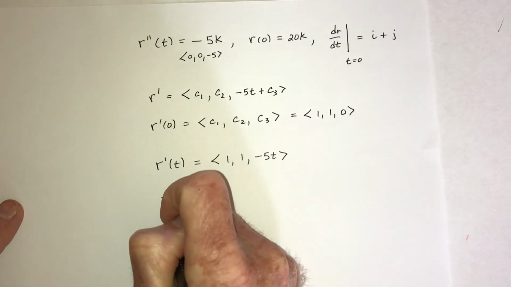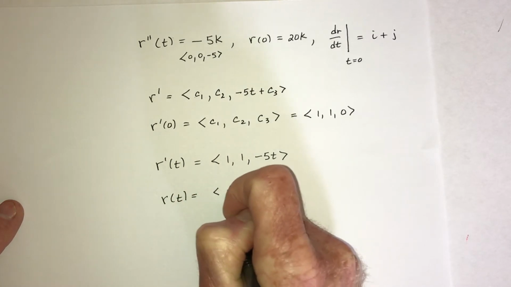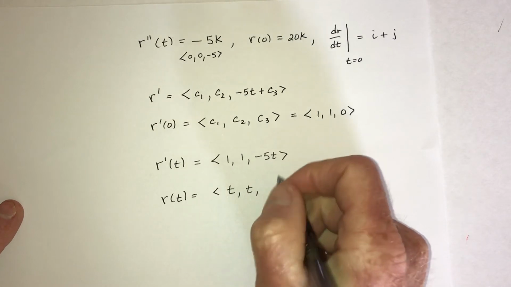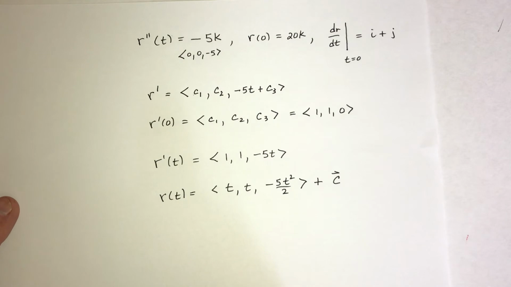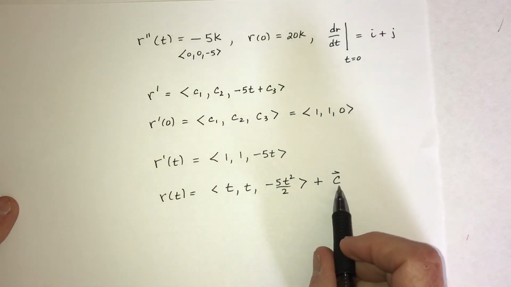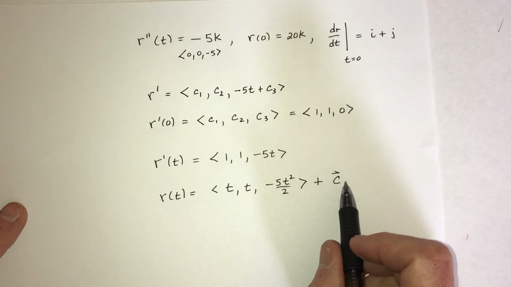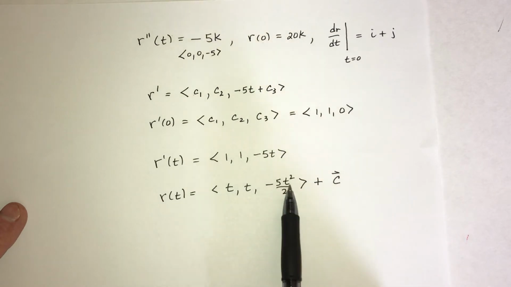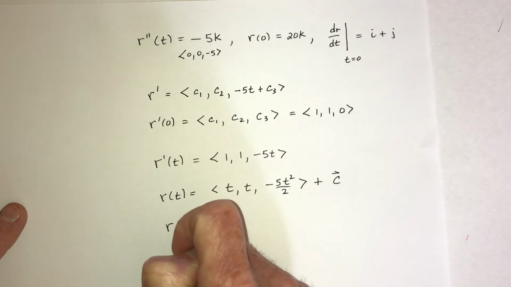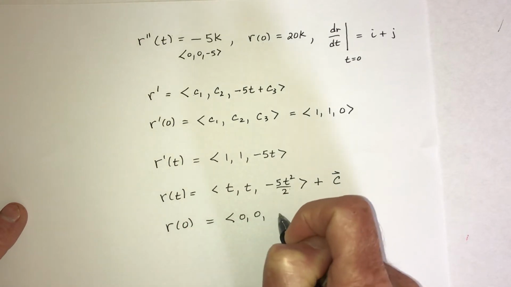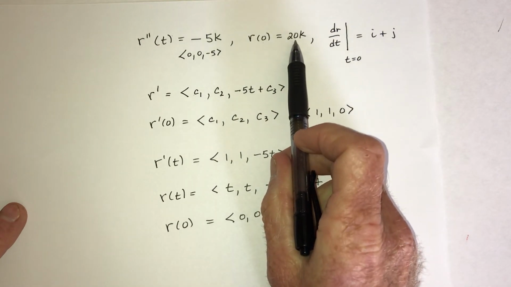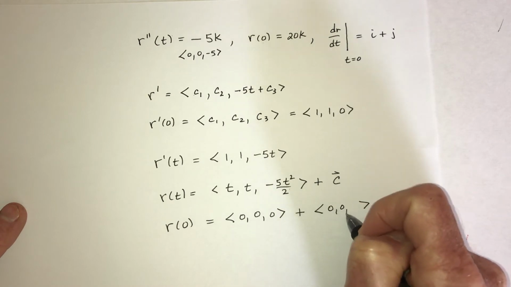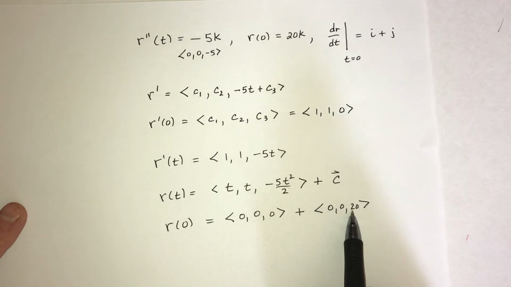Now integrate that. So r of t is equal to, the antiderivative of 1 is t, the antiderivative of 1 is t, and the antiderivative here will be negative 5t squared over 2. And then you could put plus a constant vector at the end. And I already used C1, C2, C3, so if I want to replace this, I should call it like C4, C5, C6. Anyway, the last part is, if you plug in a 0, you're just going to get a 20 right here. So if I plug in a 0, then I would get 0, 0, and 0, plus the constant vector. And this is saying that the last component should be a 20. So this means this is 0, 0, and 20. So as far as the constant goes, that's the constant vector.